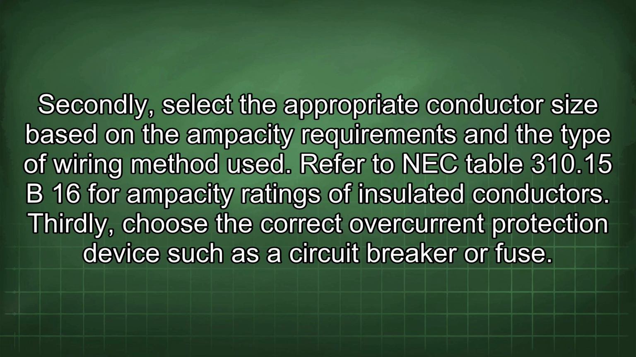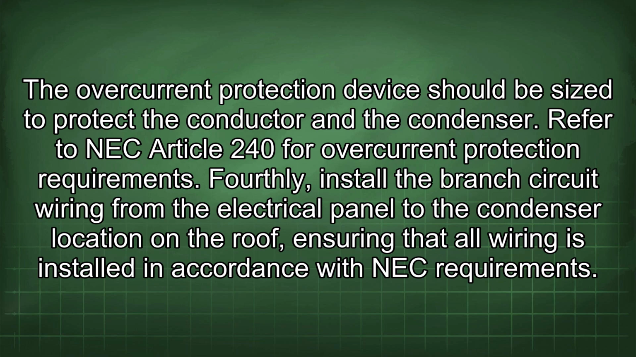Thirdly, choose the correct overcurrent protection device such as a circuit breaker or fuse. The overcurrent protection device should be sized to protect the conductor and the condenser. Refer to NEC Article 240 for overcurrent protection requirements. Fourthly, install the branch circuit wiring from the electrical panel to the condenser location on the roof, ensuring that all wiring is installed in accordance with NEC requirements.